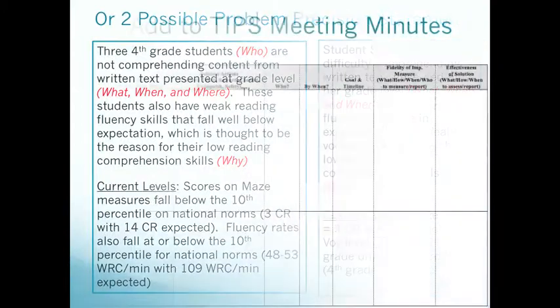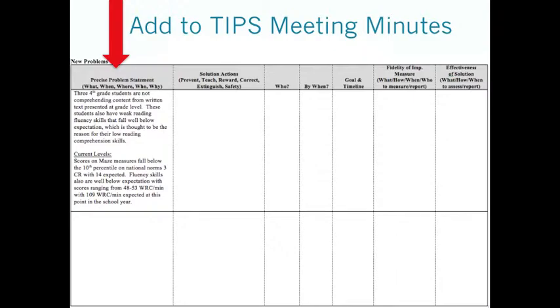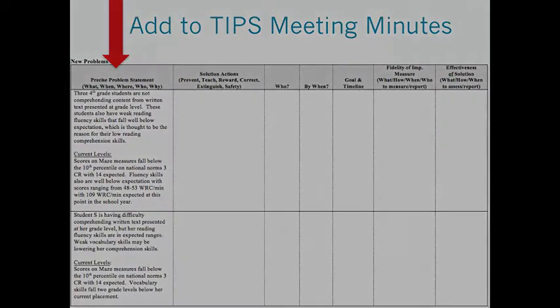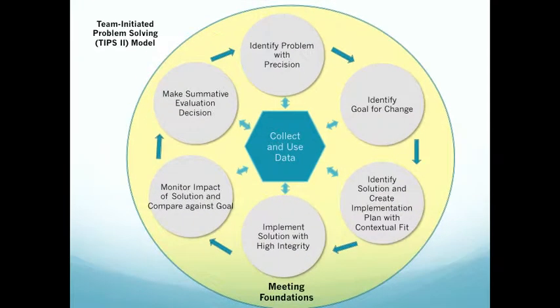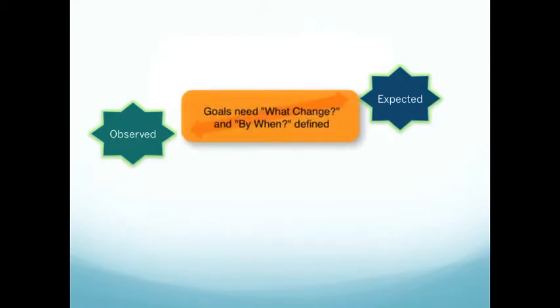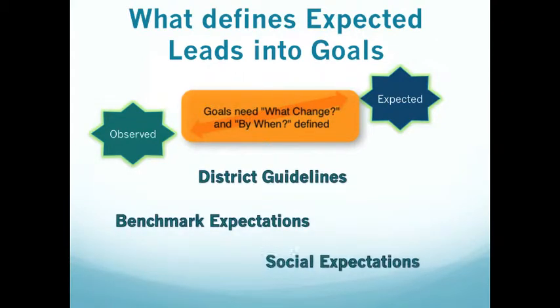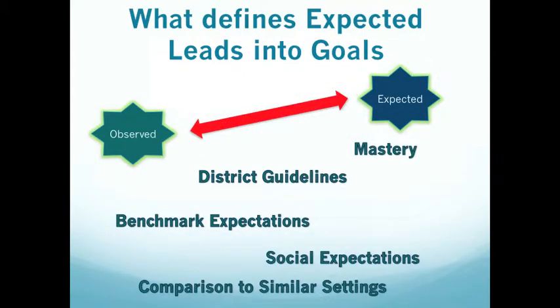Now, the next step is once we have our precision statement, we want to take our tips meeting minute form, and we want to go ahead and put them under our new problem sections. Once we've identified the problem with precision, we're going to identify the goal for change. In other words, when will this no longer be a problem? Our expectations will be similar to what we initially held. We can use our district guidelines, we might use national norms, or we might have different benchmarks that our district has already put in place.